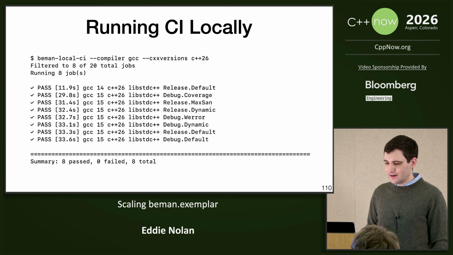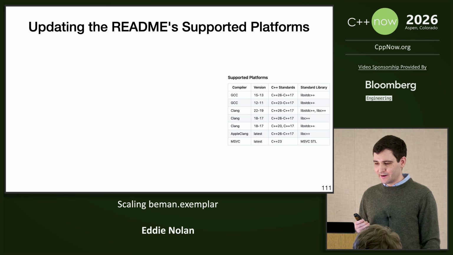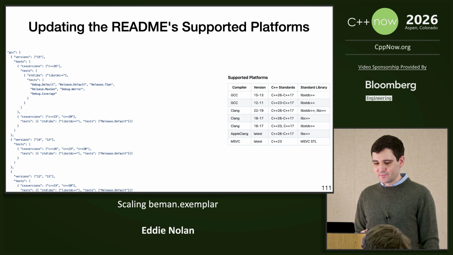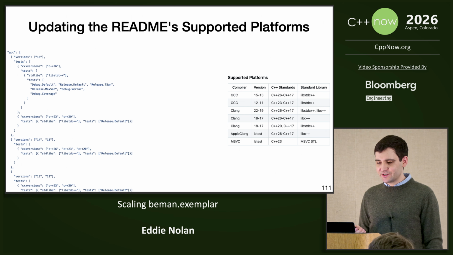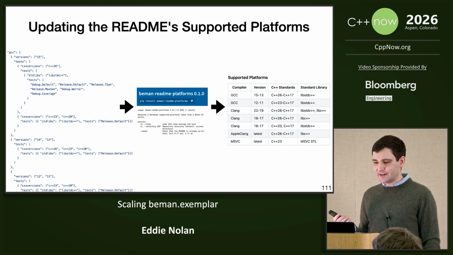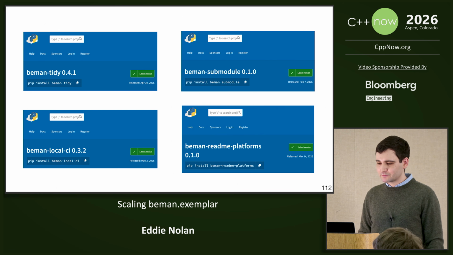Sure. We also have another vibe-coded tool. We had this problem where all of the READMEs have this compiler matrix, and we have this CI configuration. We want to make sure that they match. We have this tool, beman README platforms, that does that. And all of these tools are available upstream on PyPI.